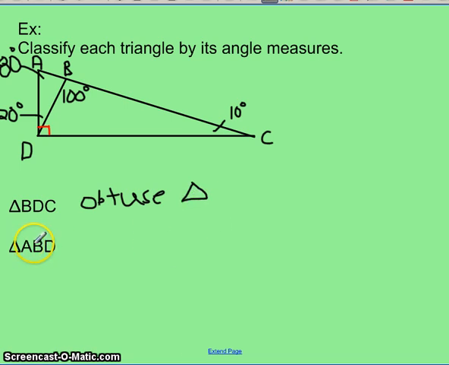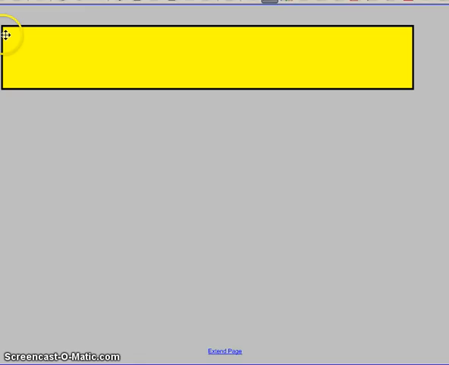Alright, and the next triangle they want us to classify by the angle measures is ABD. Let's see, that's a linear pair right inside here, so I automatically know that this is going to be 80 degrees. Could have found that by knowing that all 3 of them had to add up to equal 180 degrees. All 3 of those angles are less than 90 degrees, so I'm going to call that an acute triangle. That's how we can classify by angles.